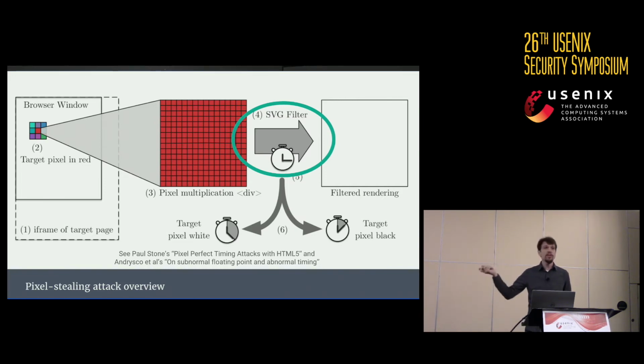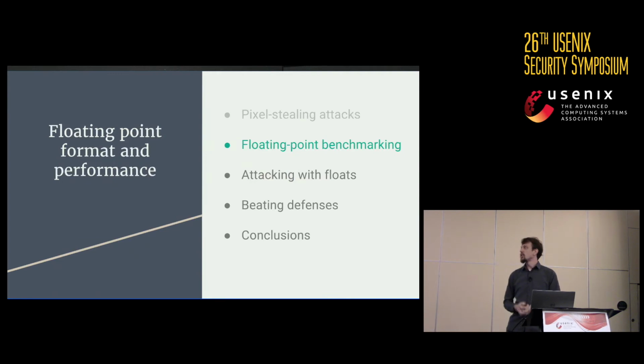So in Paul Stone's original work, they used the feMorphology filter, which had a code fast path. If you just read the C++ implementation in Firefox, there was a fast path and a slow path. They were able to abuse that as a timing side channel. In work that our group has done previously, we were able to leverage timing differences in floating point computation in hardware to leverage these attacks. So if we want to do that, we need to know something about how floating point performance works.